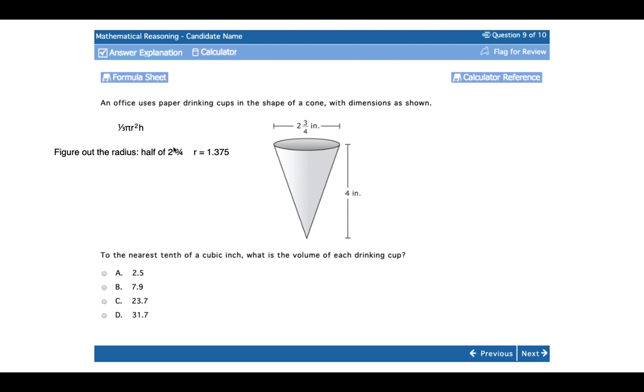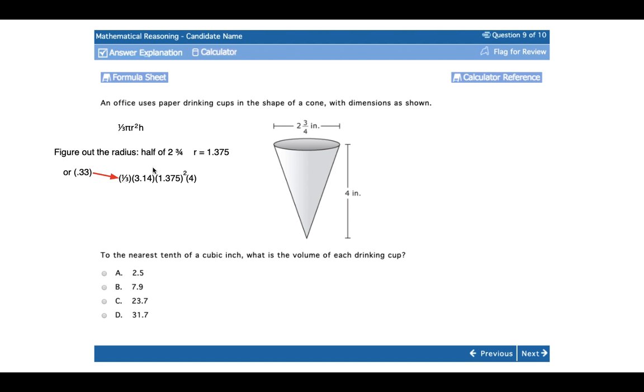The radius is half of 2 3/4. Now all we have to do is plug it in. You can use the parentheses function on the calculator and just type this right into the calculator. If you want, you know that 1/3 is equal to 0.33. There's sort of less chance of error by avoiding fractions.